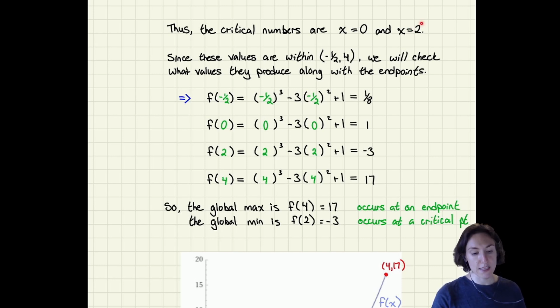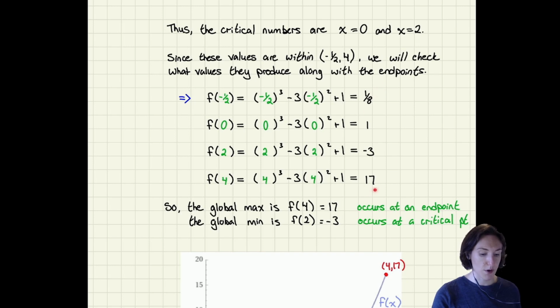If, say, my second critical number was 6, for example, 6 is not within this interval, so you disregard it. So assuming your critical numbers are within this actual interval, you include them in the possibilities of your global extrema. And so then in the problem, I just plugged in the different values.